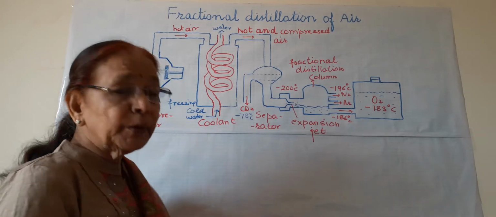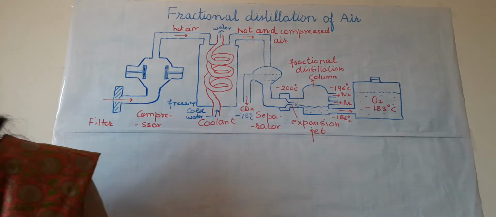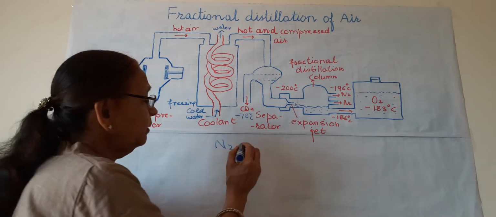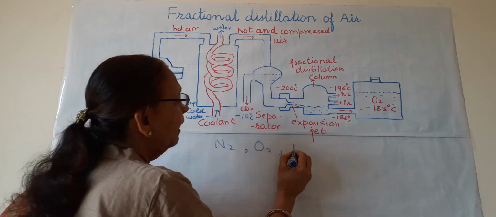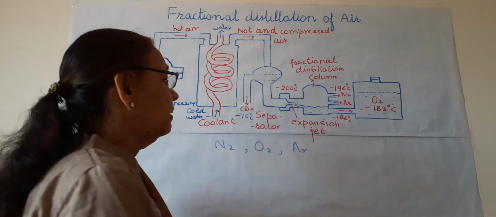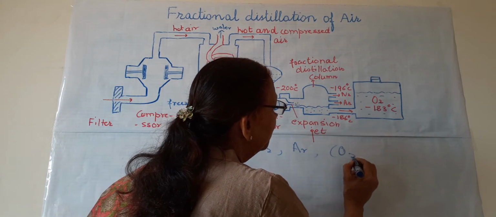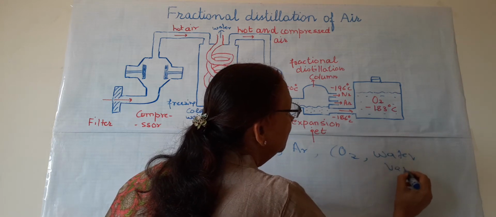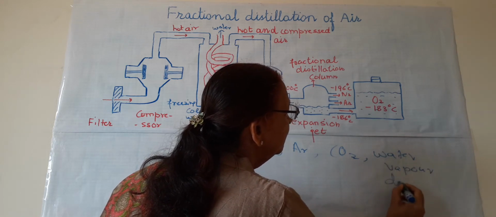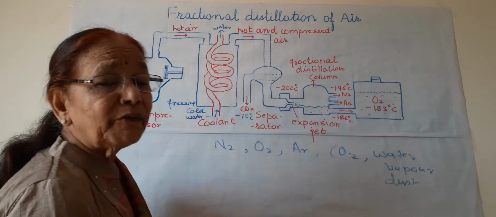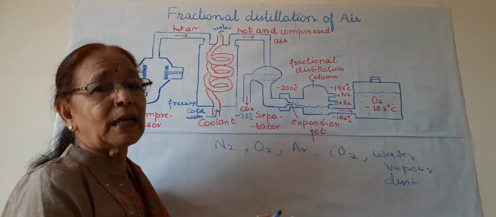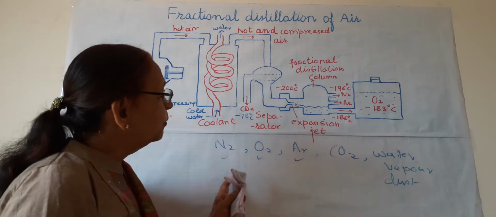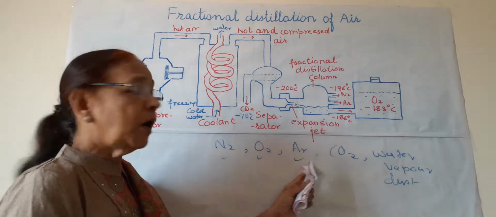So the main components of air, you must be knowing, there are three main gases in the air: nitrogen, oxygen, and the inert gas argon. And carbon dioxide is also there, water vapors are there, dust particles are there, and some other gases, sulfur dioxide and other gases are also there. But the main three components are nitrogen, oxygen and argon.